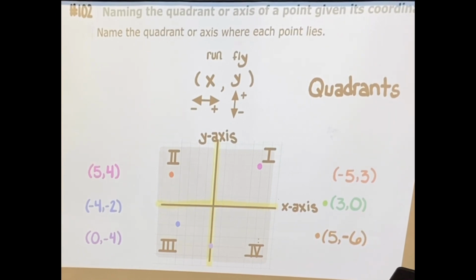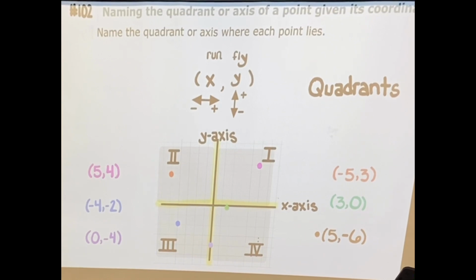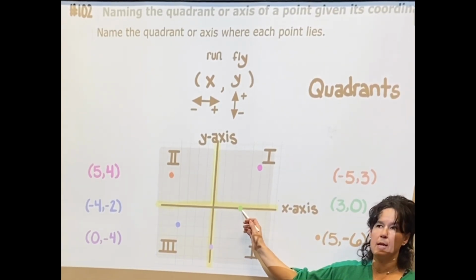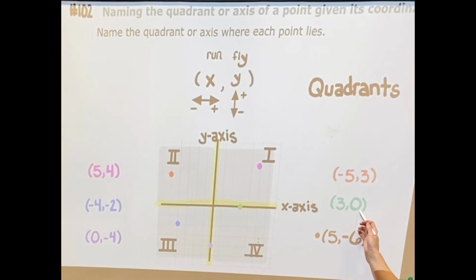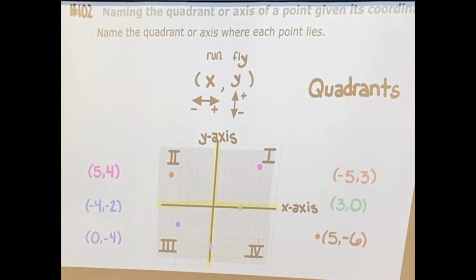Okay, 3, 0. Okay, so I'm gonna run 3, fly 0. So running 3, that's right 3, flying 0, don't go up or down. So run 3, fly 0, we're gonna be on the x-axis. Keep in mind, if you're not flying, you're not coming off the x-axis. So just anytime you have a y-coordinate of 0, you know you're on the x-axis.